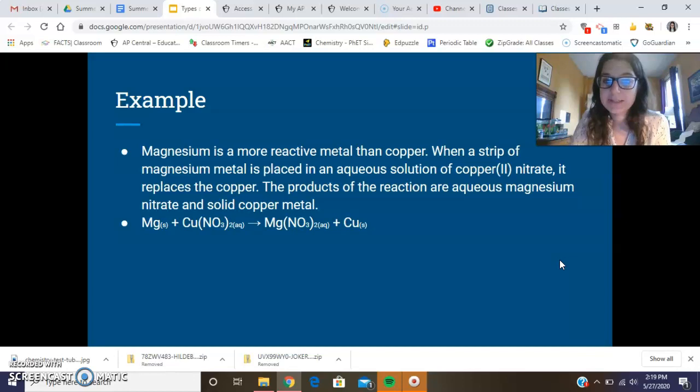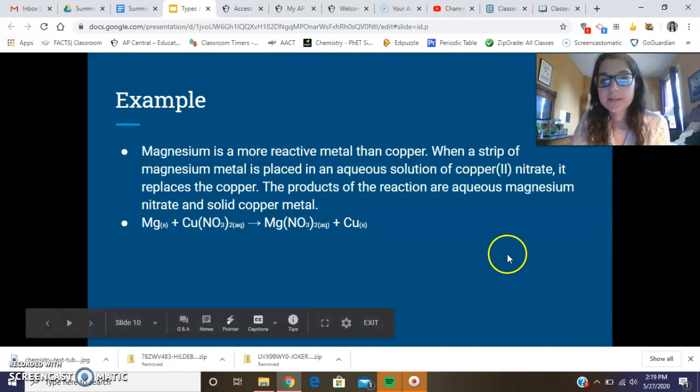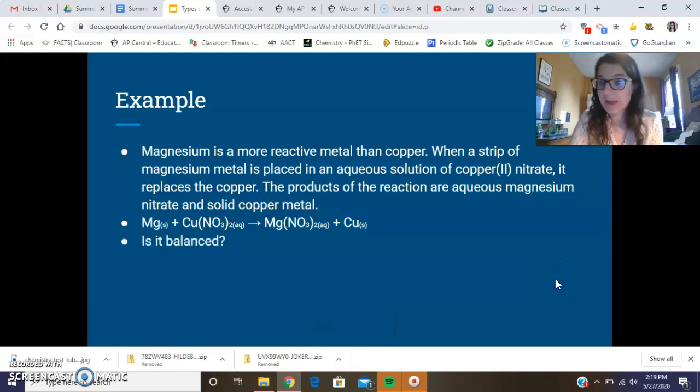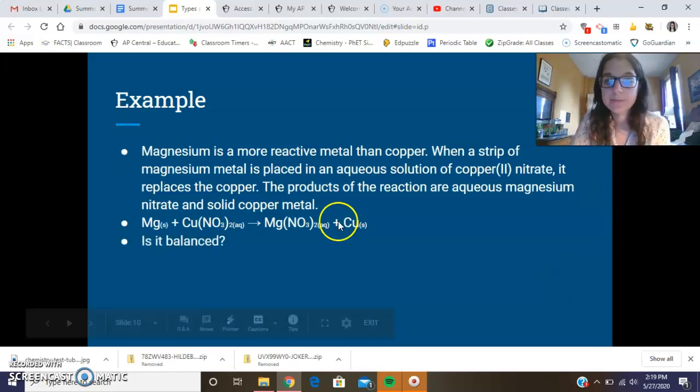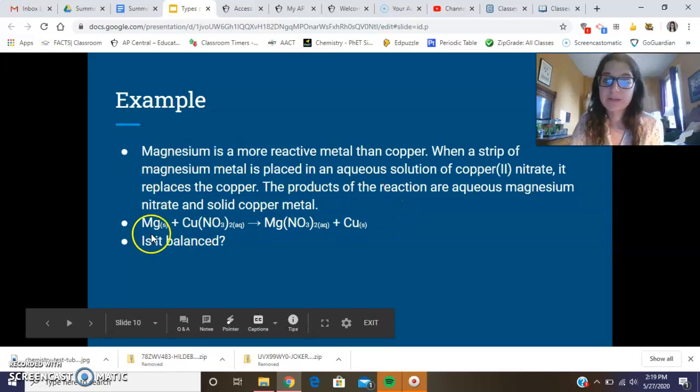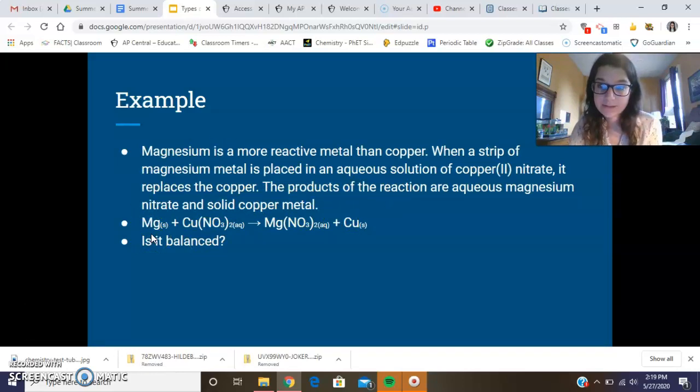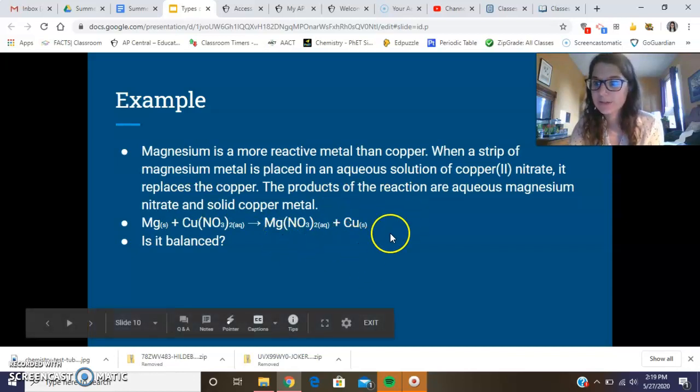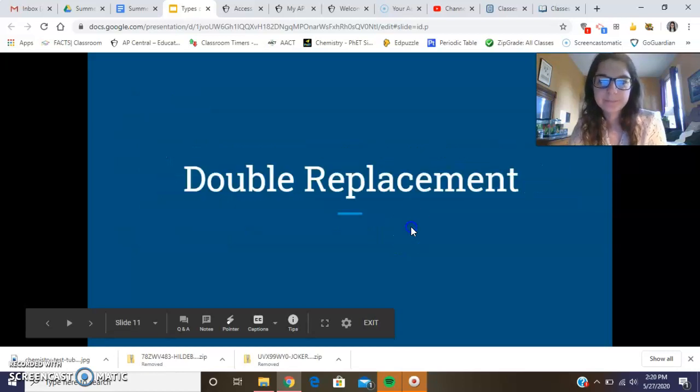We have to make sure, is this balanced or not? It looks like we have magnesium, 1 on each side, copper, 1 on each side, and nitrate, 2 on each side. So this is already balanced. We do not need to add any coefficients. So here you can tell it is a single replacement reaction because we have something alone in the reactants side replacing something else and leaving that object alone on the product side.